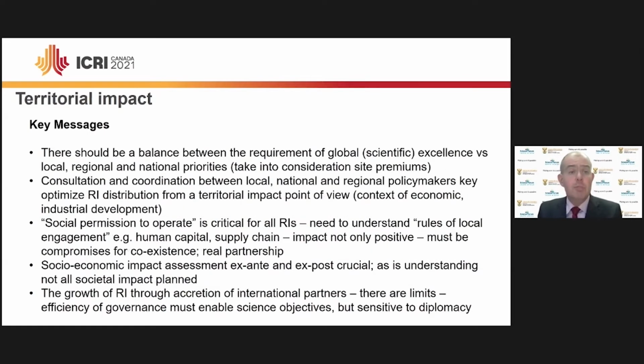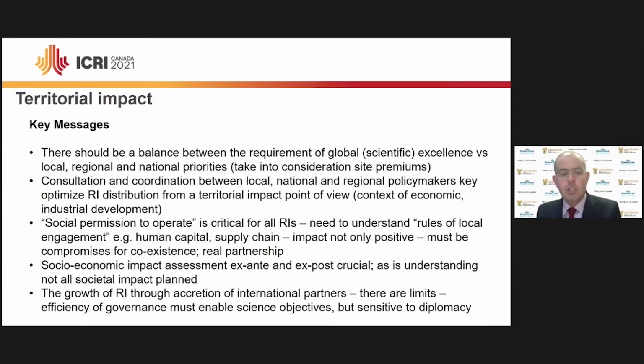As I've said, we had this very specific focus looking at the territorial impact of research infrastructures. For example, starting with the requirement when one decides where infrastructures should be located. What is the balance between the driving criteria of achieving scientific excellence and then specific local, regional or national priorities, which would be more closely associated with economic or social agendas? And of course, that brings into consideration the so-called site premiums, which should or could be paid by the host of such infrastructures.